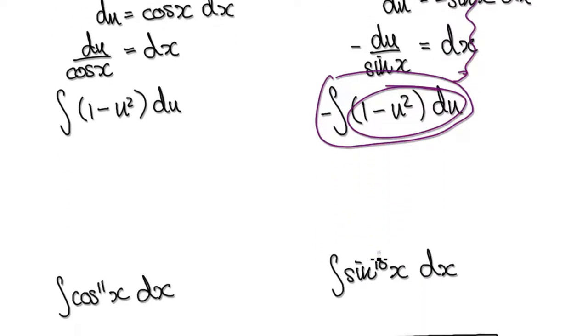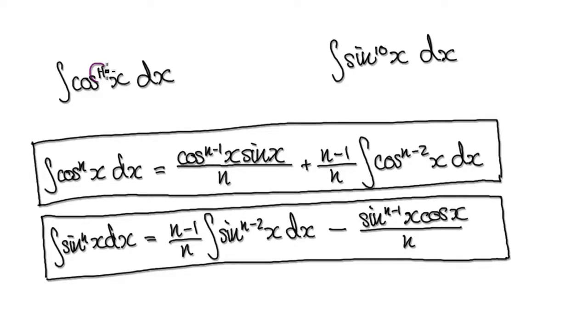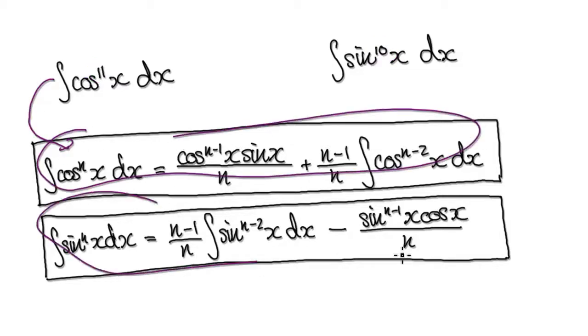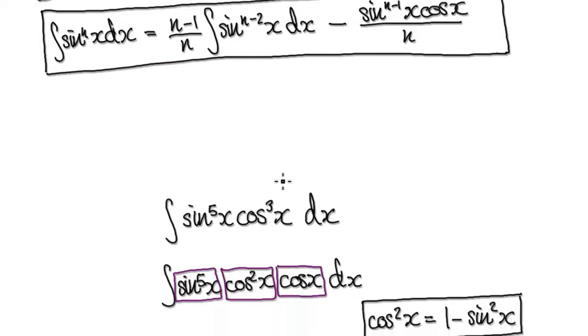And when it comes to cos to the power of something that's really high, or sine to the power of something that's really high, then make use of the reduction formula. Okay, and then bear with me.